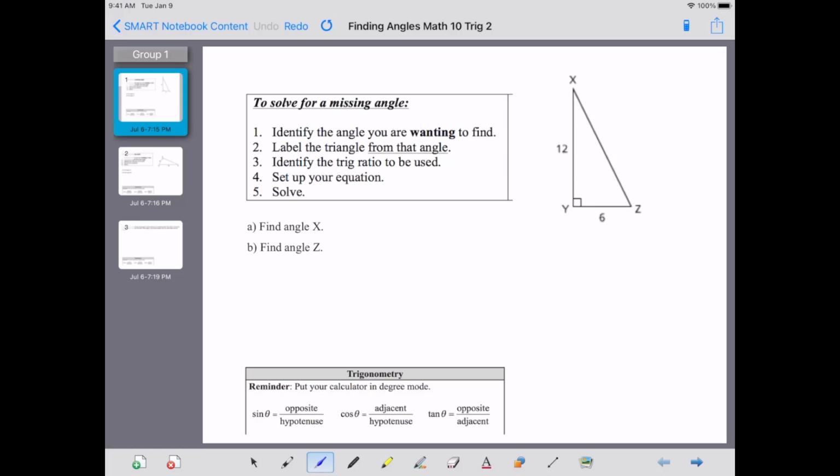Welcome to an instructional video for trigonometry. So for this video, we are going to learn how to solve for a missing angle. So the steps are listed here.